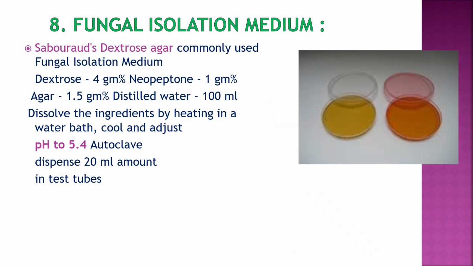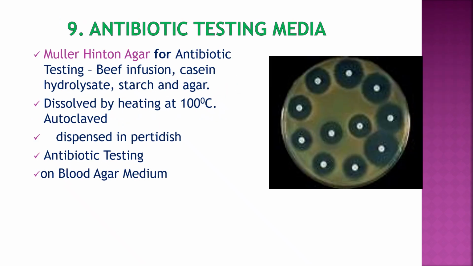Some media are for the growth of fungi like Candida, Aspergillus, Penicillium, Rhizopus, Cryptococcus. The ideal culture medium for fungal isolation is Sabouraud's dextrose agar: dextrose 4 gram, neopeptone 1 gram, agar 1.5 gram percent, and distilled water. Here the pH is 5.4, and because of this acidic medium, other commensals do not grow.